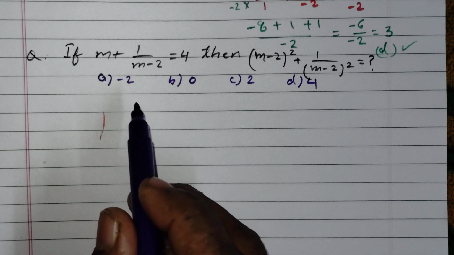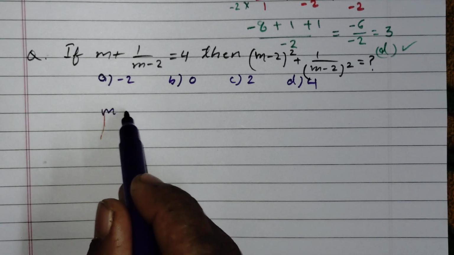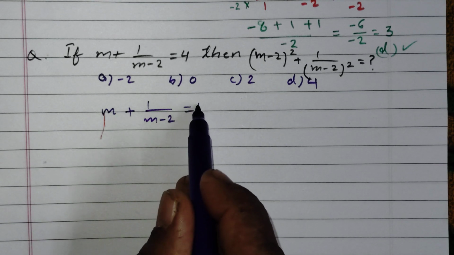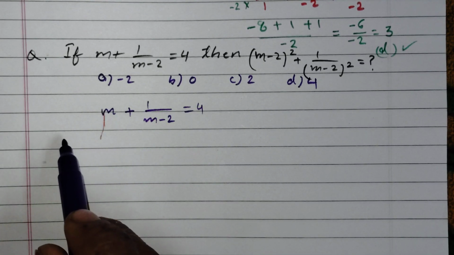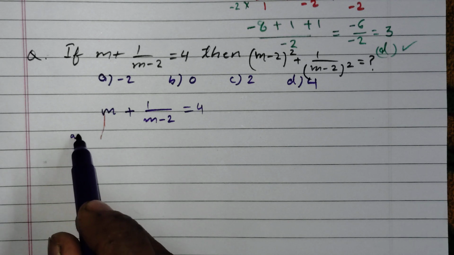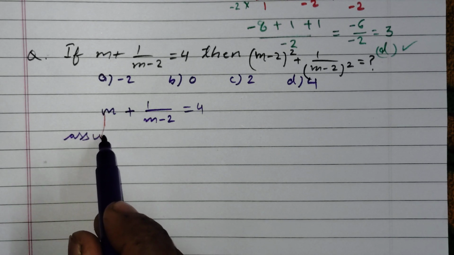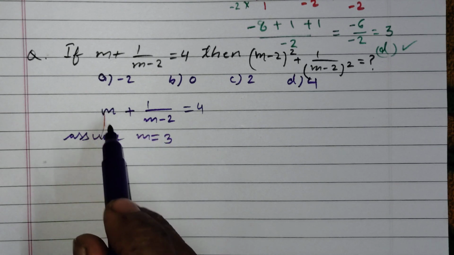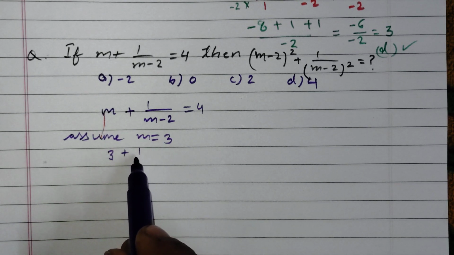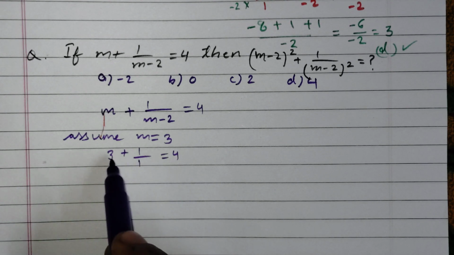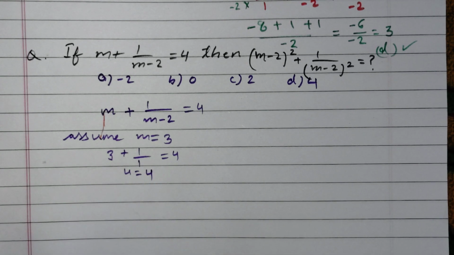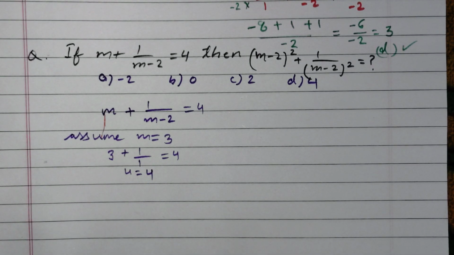So we replace the m value so that it can satisfy. So we assume m equal to 3. So it becomes 3 plus 1 upon 3 minus 2, that means 1, equal to 4. 3 plus 1 equal to 4. So this m equal to 3 satisfies this equation.